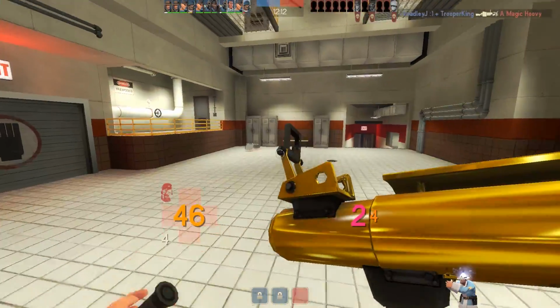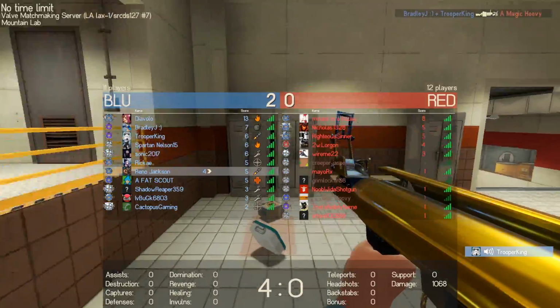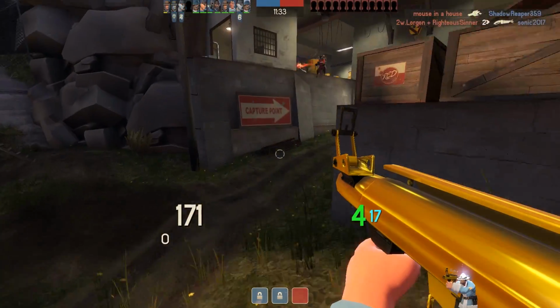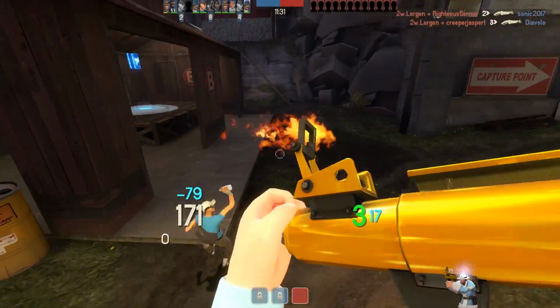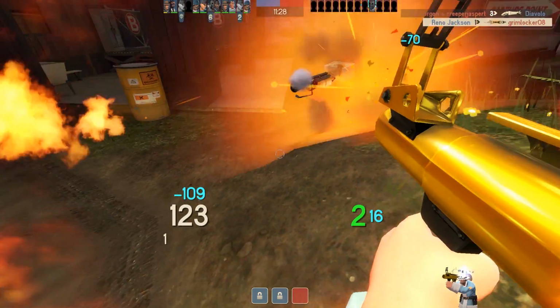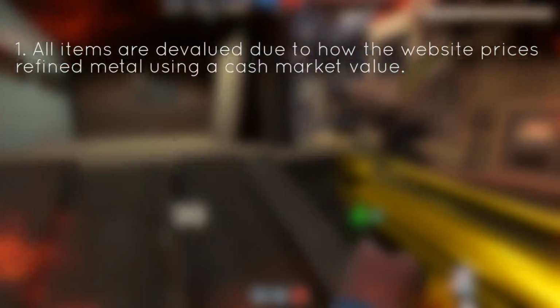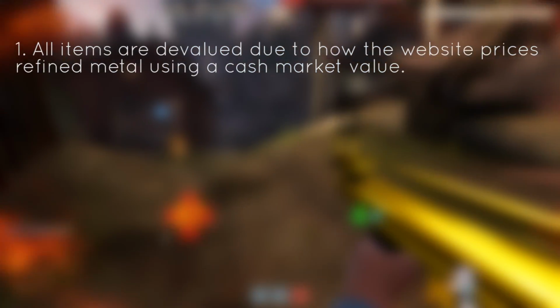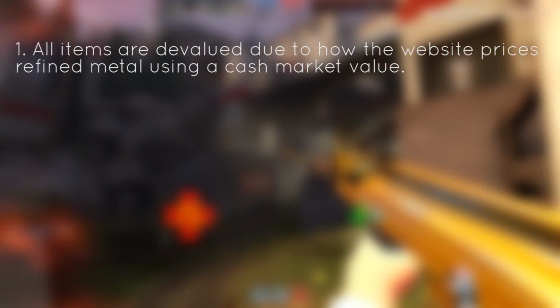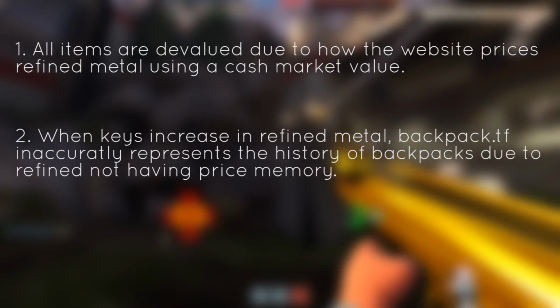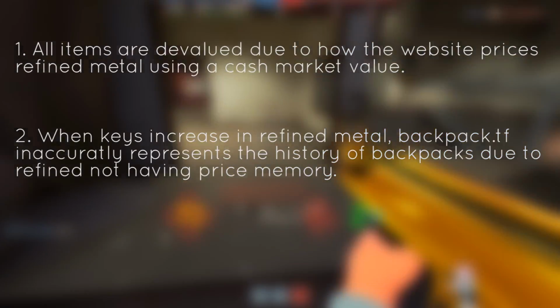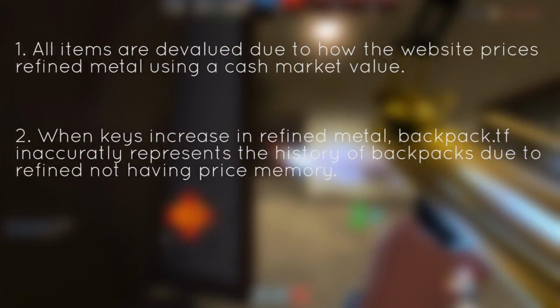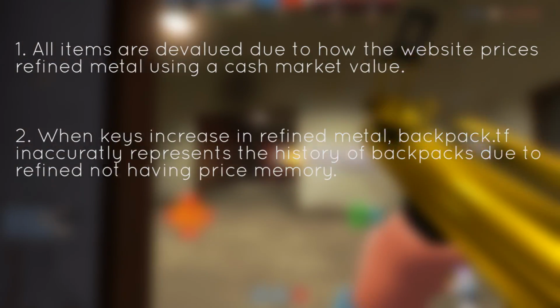Anyway, I've been going on for a while now, so I want to take a step back and review exactly what I've been talking about. To me, there are 3 fundamental problems with the way Backpack.tf handles keys and refined. Number 1, items priced on Backpack.tf are devalued due to how the website prices refined metal using a cash market value. Number 2, when refined loses value and keys increase in refined, Backpack.tf inaccurately represents the history of backpacks due to refined not having price memory.